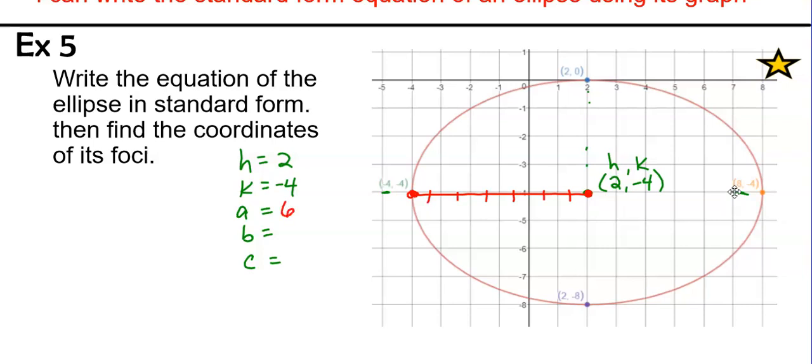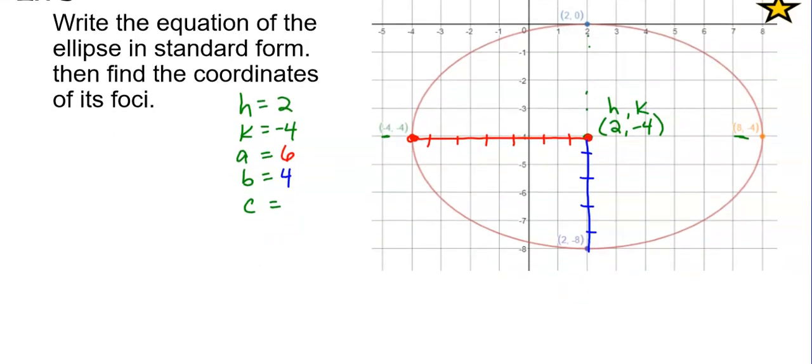B is the distance from the center to a short edge. And you can go either direction. 1, 2, 3, 4. Okay. And then C has to do with the focus, but we can use that little equation here. So remember we have that C squared equals A squared minus B squared. We can do that right now to figure out what C is. We have enough information. So 6 squared is 36, and 4 squared is 16. So C squared is 20. So C is the square root of 20.